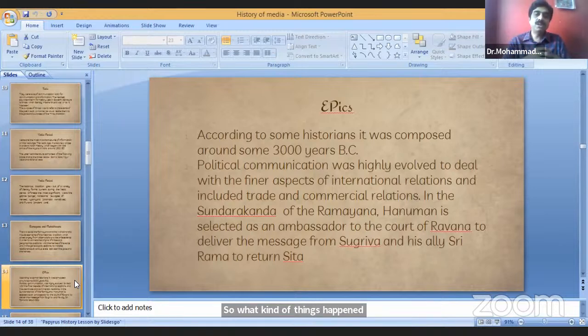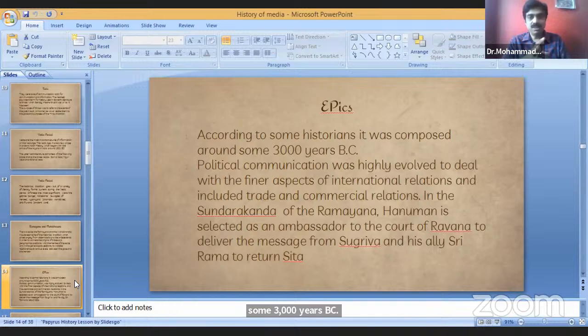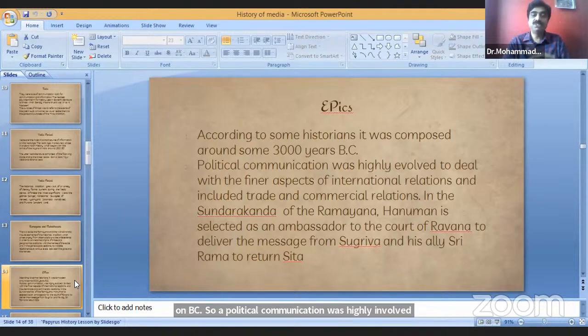Next, the epics. According to some historians, they were composed around 3000 BC. Political communication was highly evolved to deal with the finer aspects of international relationships, including trade and commercial relationships.